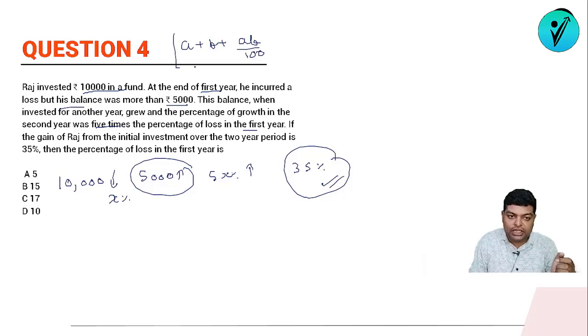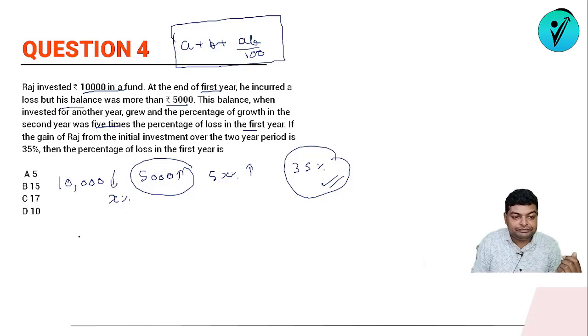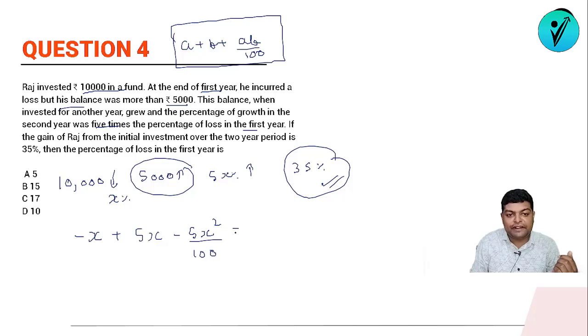The formula is this, only we have to keep an eye on the values, whether they will be negative or positive. Since it's a reduction, A will be negative, plus since it's an increment, B will be positive. Then I'll have minus 5x square upon 100, and the net result of it is 35. A is negative, B is positive, and the net result of the successive change is 35.